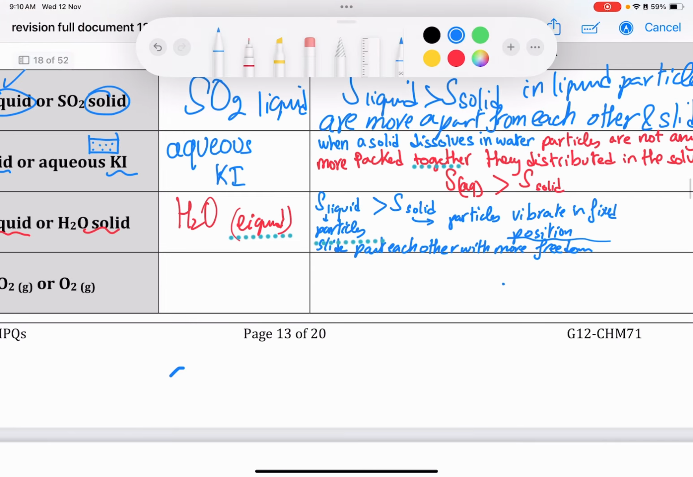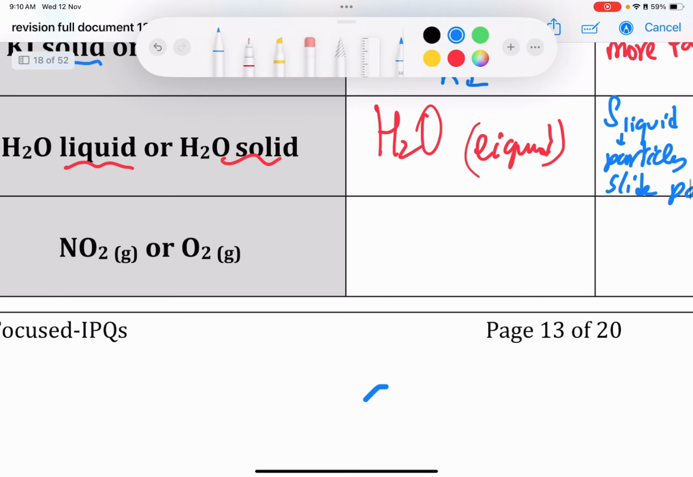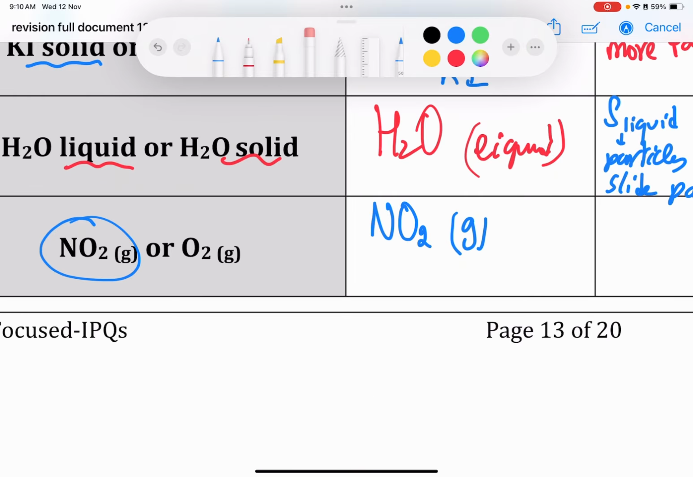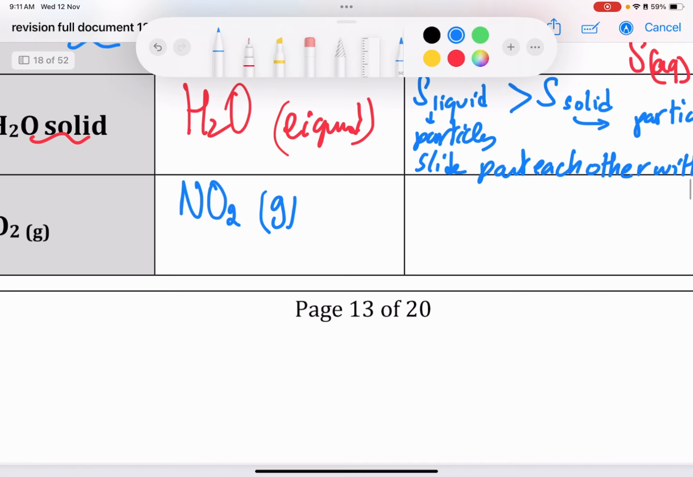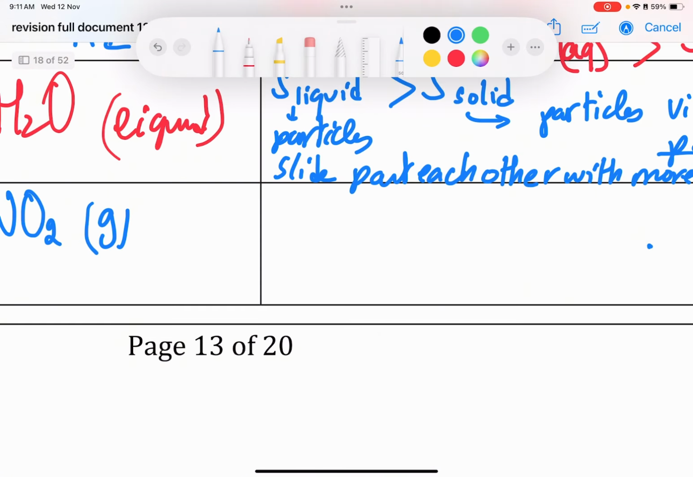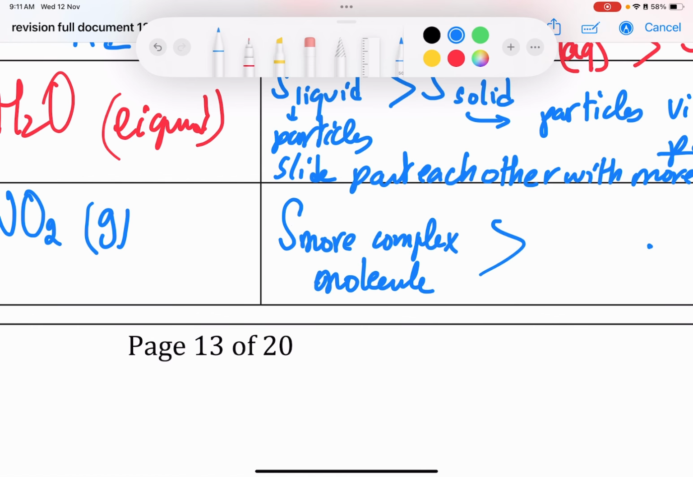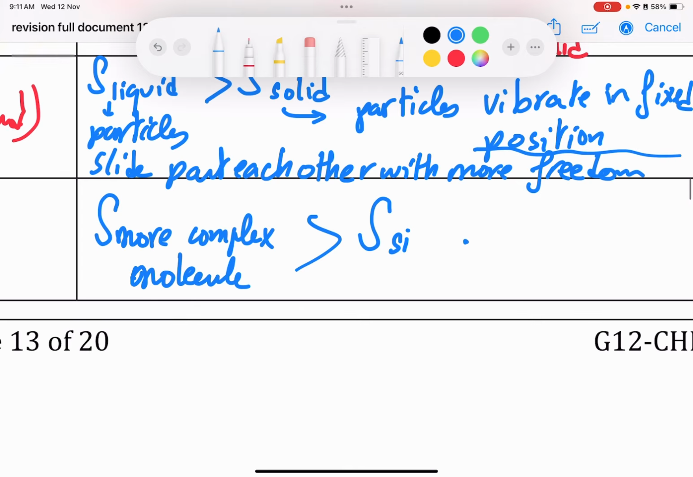Now, for the last one, I have two molecules of gas. But which one has higher entropy? I will go with the molecule that is more complex. NO2 has one nitrogen atom and two oxygen, while O2 just has two oxygens. So entropy of a more complex molecule, of course, is higher than the entropy of a simple molecule.